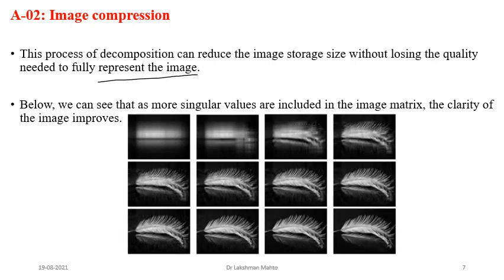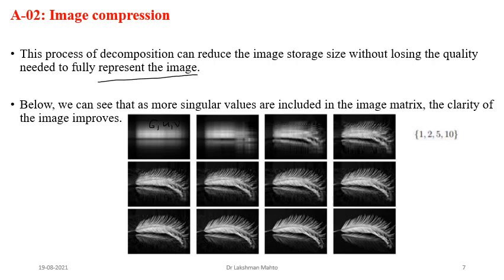So suppose in the first row you can observe that very few singular values or singular vectors have been taken. That means simply in the first image, only one singular value we have taken. That means it is talking about sigma 1 times u1 v1.